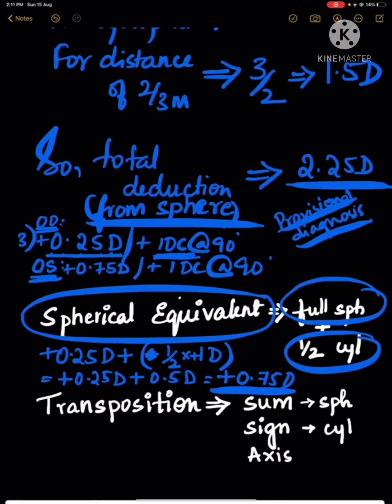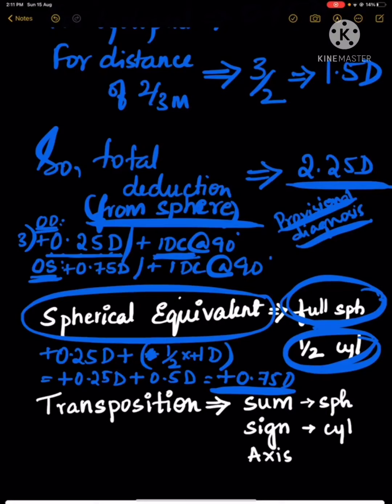The reason why I am keeping the signs is because when there is a minus sign, then the addition will result in minus. So I better give an example rather than making correction here. It will simply create a lot of confusion. So basically the concept is full power of the sphere plus half of cylinder. That's it. Transposition is very, very easy.